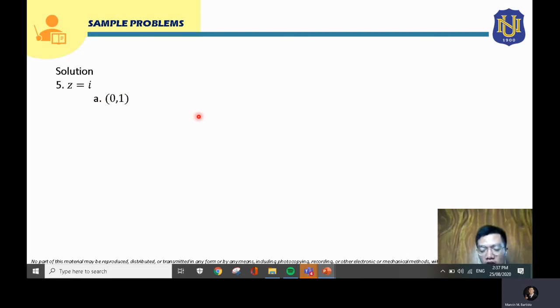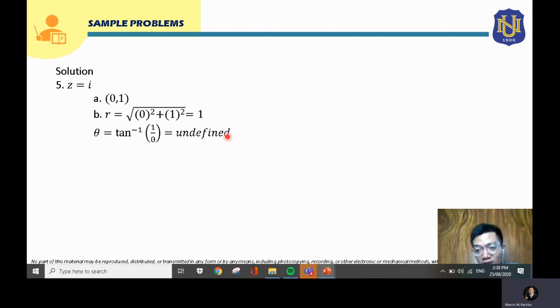Now, for letter B, we are asked to solve for the polar coordinates, so we have to solve for r and theta. For r, you just apply the formula r equals the square root of x squared plus y squared, which is the square root of 0 squared plus 1 squared, which is just equal to 1. So this will be the value of r. Now for theta, if you use the formula arctangent of y over x, that will be 1 over 0, which is undefined. There's no value for this even if you input it on your calculator.